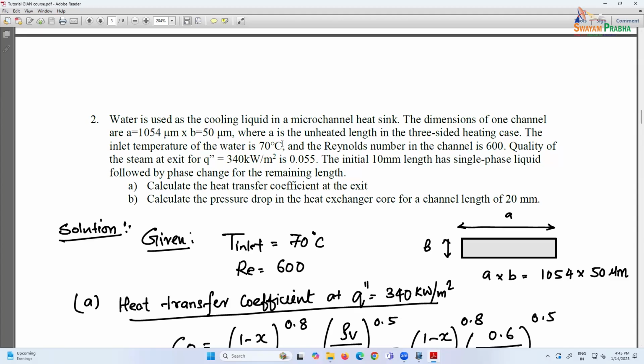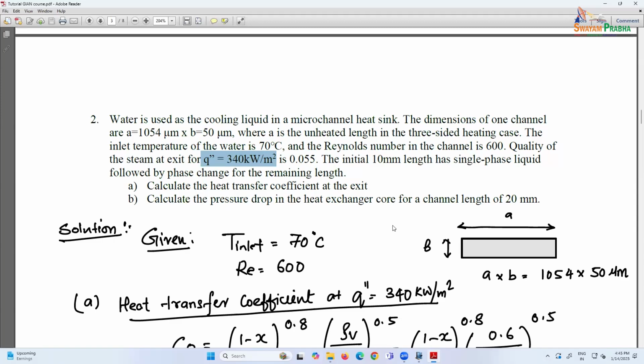The inlet temperature of the water is 70 degrees, the Reynolds number in the channel is 600. So, all the flow conditions are given. The quality of the steam corresponding to this heat flux is 0.055, which is at the exit of this microchannel. So, the initial 10 mm length has single phase liquid, and the total length of the channel is 20 mm. So, everything is given. So, 10 mm of this microchannel is only single phase, then remaining 10 mm has 2 phase flow, and your overall heat flux is this much. The exit vapor quality is 0.055, which is not very high, by the way.